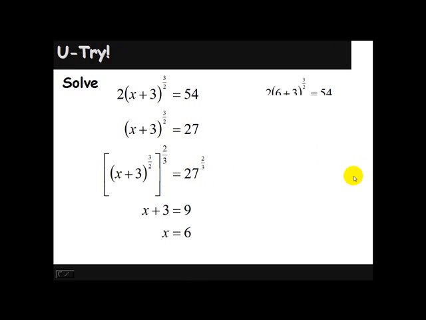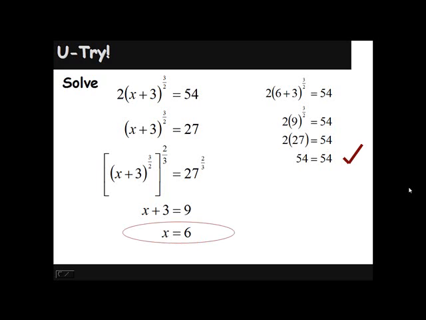Let's substitute that 6 in for all the x's in the original equation and see what we get. 54 equals 54 is true, so that checks, and this answer is right. It can't be wrong.